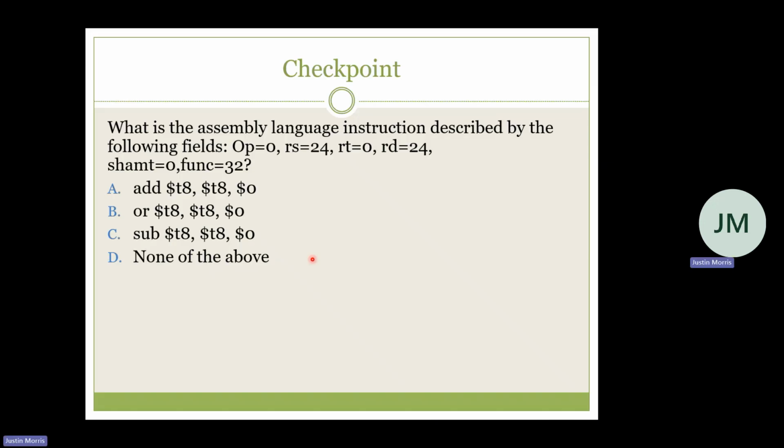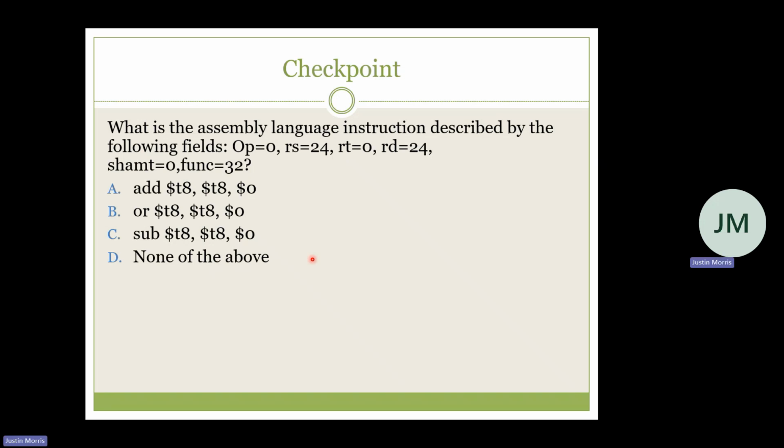And the next thing is RS is register 24, RT is 0, RD is 24. So we know that RS and RD are the same. And we know we're an add. So far, this one is pretty promising. This is RD, this is RS, right? And then RT is 0. And we know that $0 is 0. And that matches. So now we just need to check is T8 24.